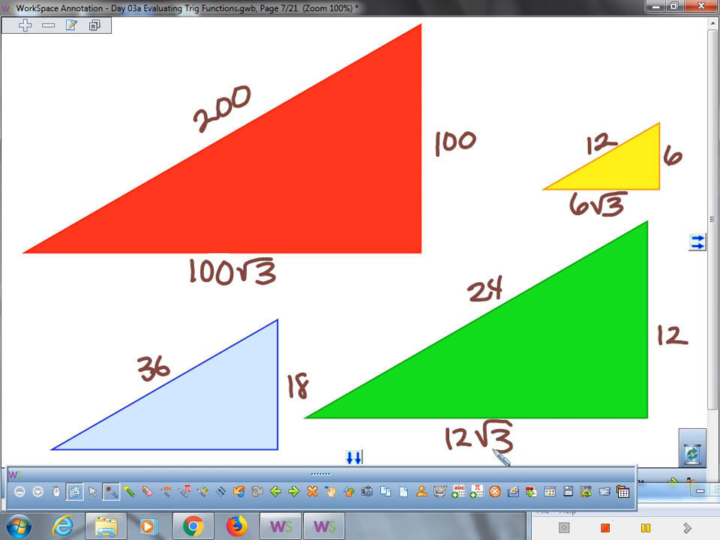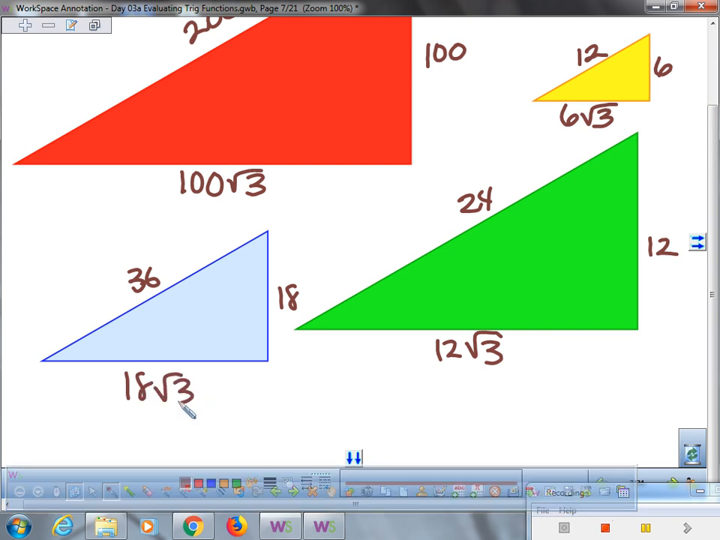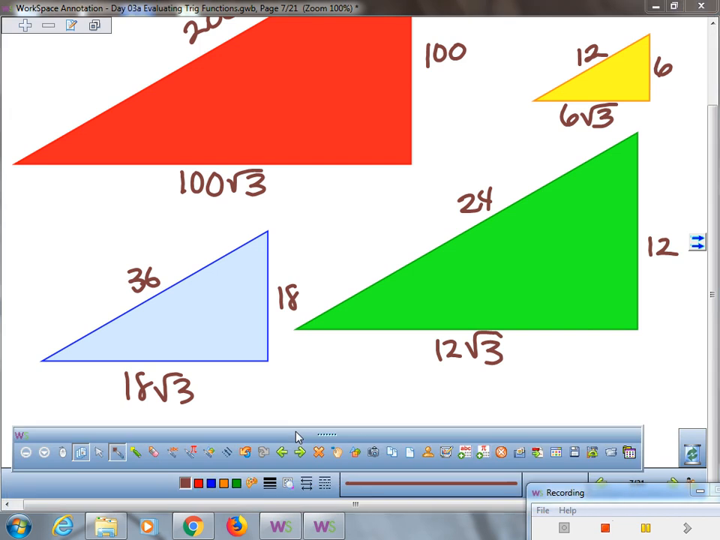If you have the connections there, you don't even have to do any work. So that longer leg is bigger by root 3. Okay, I'd like to just make one point about this.